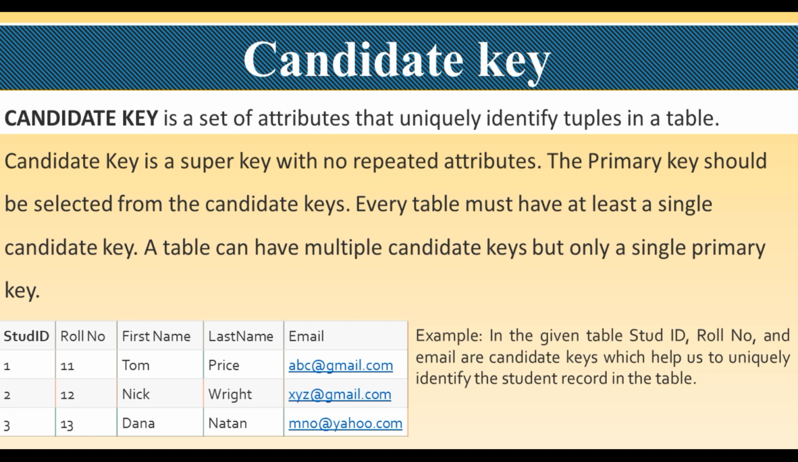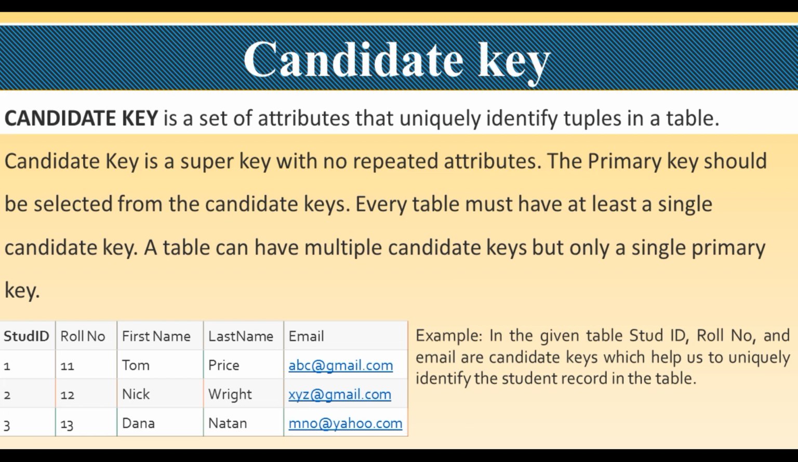The primary key should be selected from the candidate key. Every table must have at least a single candidate key. It means candidate keys are those particular attributes, I mean columns of the table, or relation, which do not repeat their values, like name, father name, whatever. So primary key may be one of the candidate keys or an attribute from the candidate key.